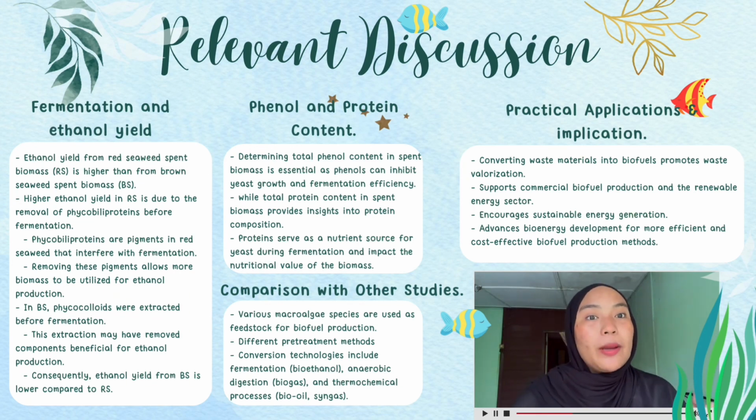While in brown seaweed spent biomass case, phycocolloid were extracted before fermentation, and this extraction may remove certain components that could contribute to higher ethanol production. That's why ethanol yield from brown seaweed was lower compared to the red seaweed.